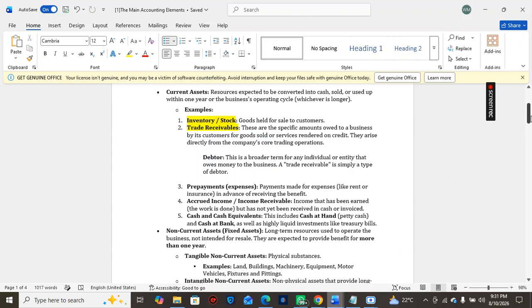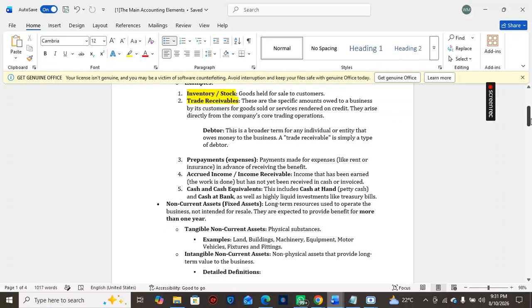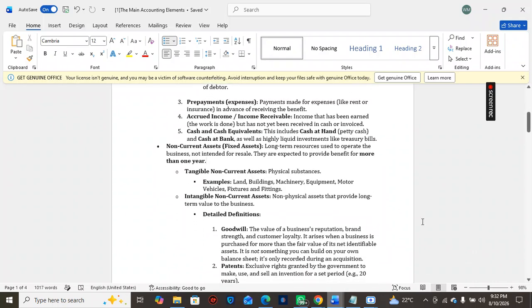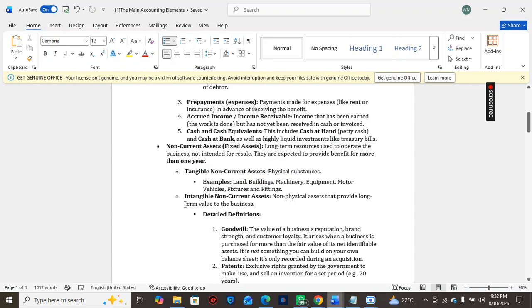Okay, you've got non-current assets. These are what you can own for more than a year. They're broken down into tangible and intangible non-current assets. So let's look at the tangible non-current assets, which are the physical non-current assets: land, buildings, machinery, equipment, motor vehicles, fixtures and fittings. These are things you can own for more than a year.